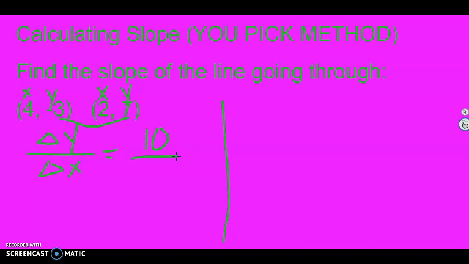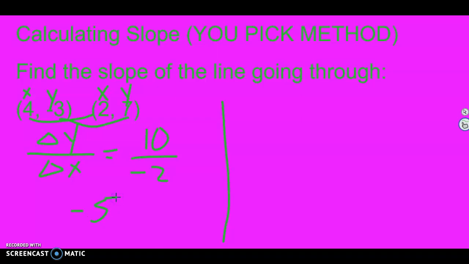On bottom, our change in x went from 4 to 2. Now, this is critical. It went down. So therefore, it's going to be a negative change in x. It went from 4 to 2. That's down 2 squares, or down 2 spaces. So our slope would be 10 over -2. But we always have to reduce our fractions. And so 10 can divide by -2, giving us a slope of -5.